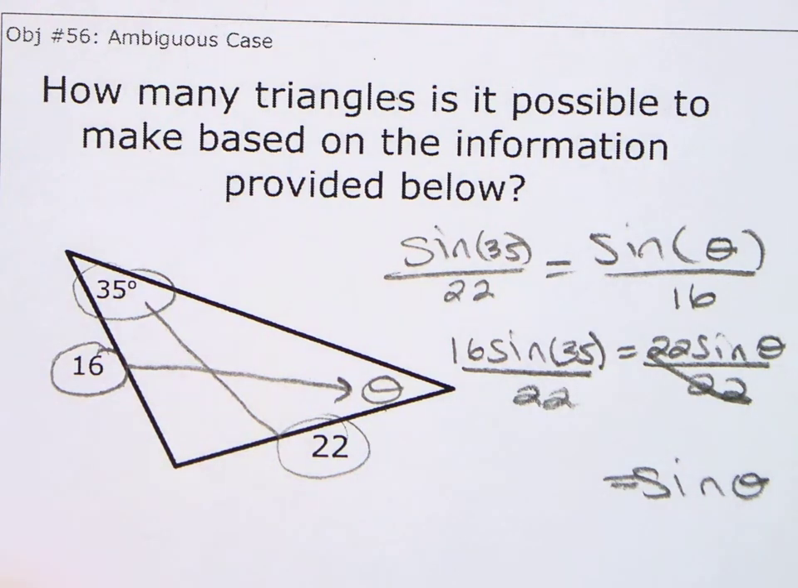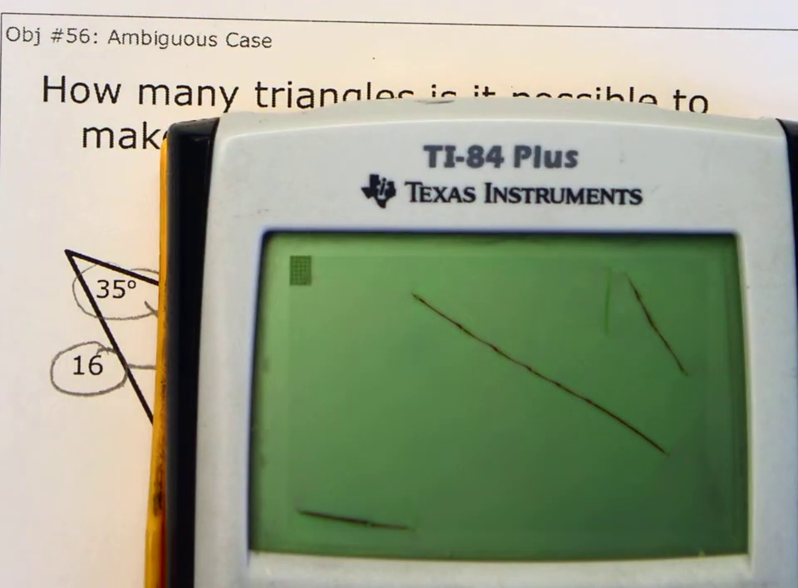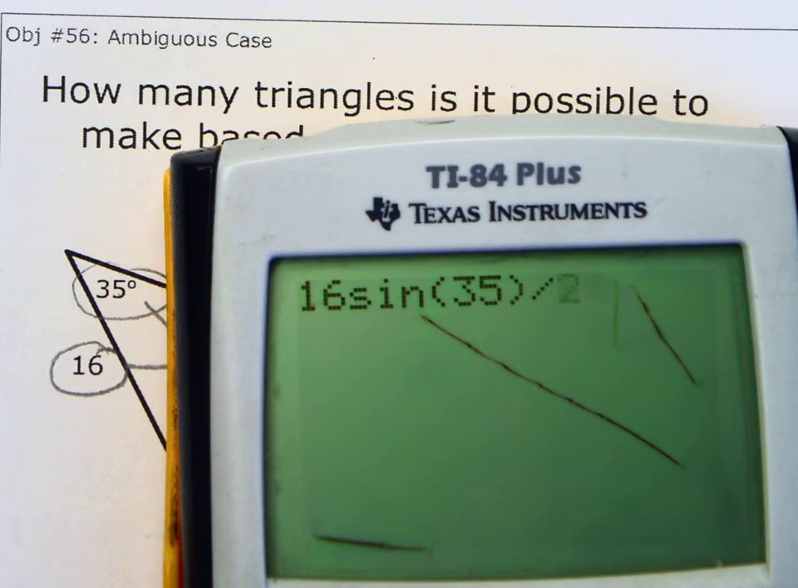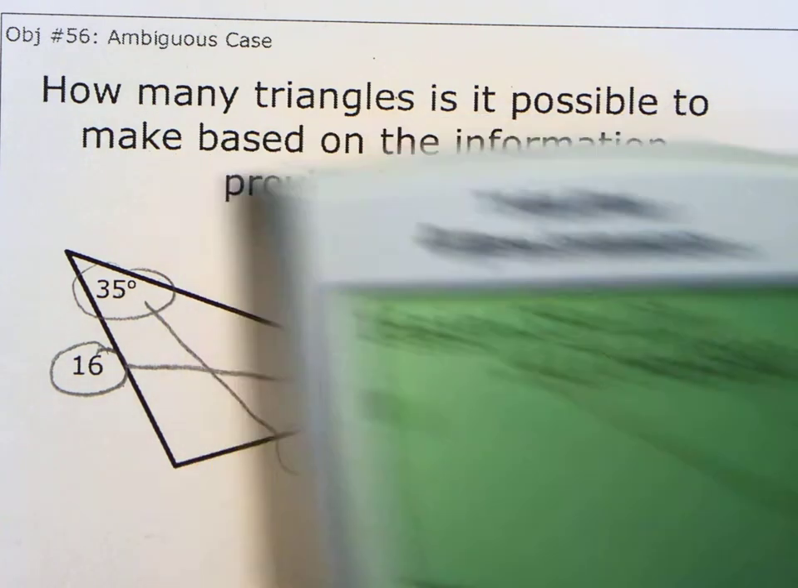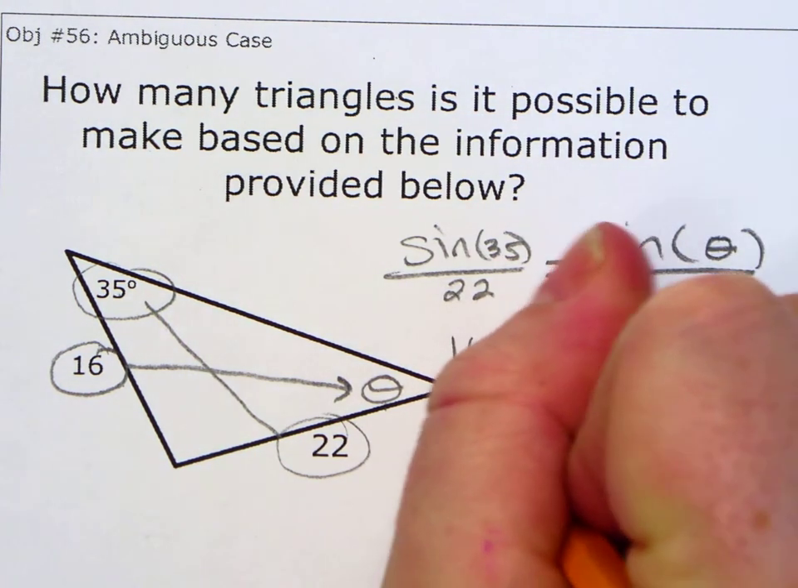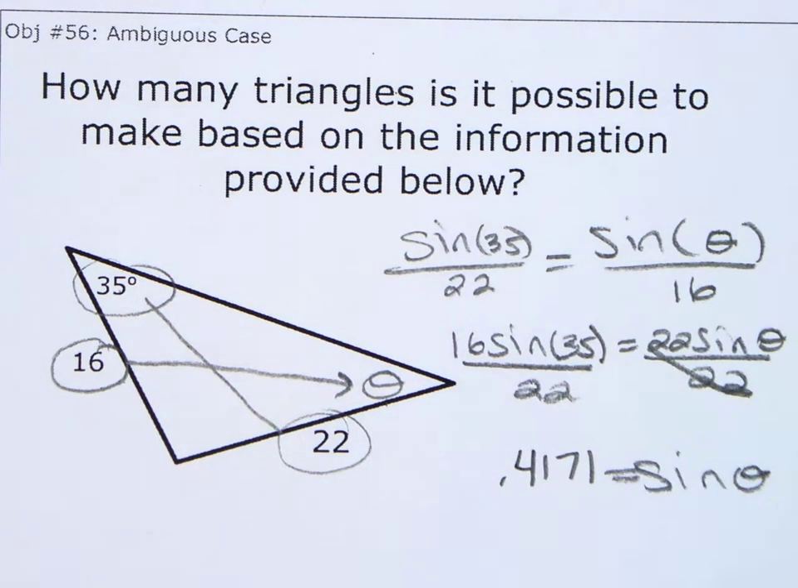And get the decimal. 16 sine of 35 divided by 22. 0.4171. Well, I know I'm going to have an answer at least. It's less than 1, so we know we're good. We're going to have at least one triangle.